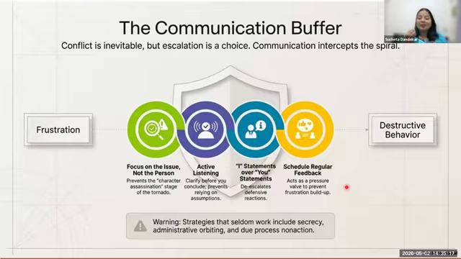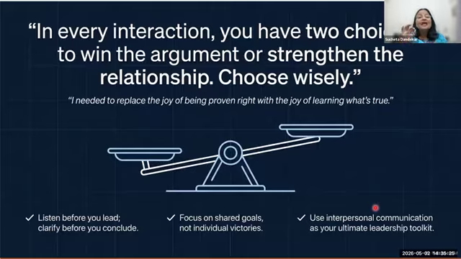Strategies that seldom work, please remember, include secrecy, administrative orbiting, and due process non-action that I mentioned in the beginning. So in every interaction, this is something that I just loved, and I want all of you to read this very carefully. In every interaction, you have two choices: to win the argument or strengthen the relationship. So choose wisely. I needed to replace the joy of being proven right with the joy of learning what's true. That is important. So always, when we are sitting on the fulcrum, we really need to see that we balance things properly. So listen before you lead, and clarify before you conclude. Focus on shared goals, not individual victories, and use interpersonal communication as your ultimate leadership toolkit.